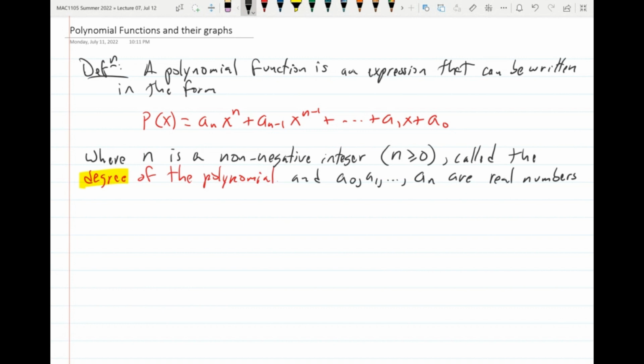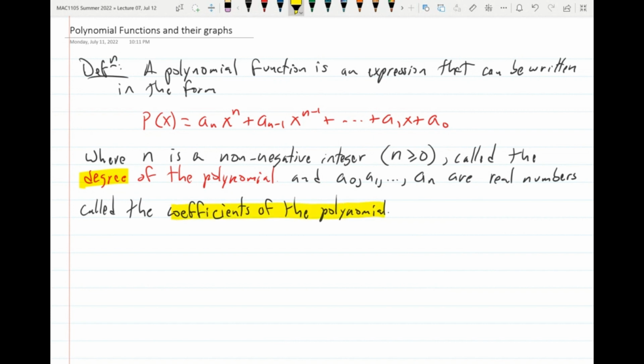Are real numbers called the coefficients of the polynomial. Okay? Called the coefficients of the polynomial. And then this one right here, a_n, this is very important. We call this the leading coefficient. Notice that this is just the number that's next to the x with the highest power. Because notice that here the highest power is n.